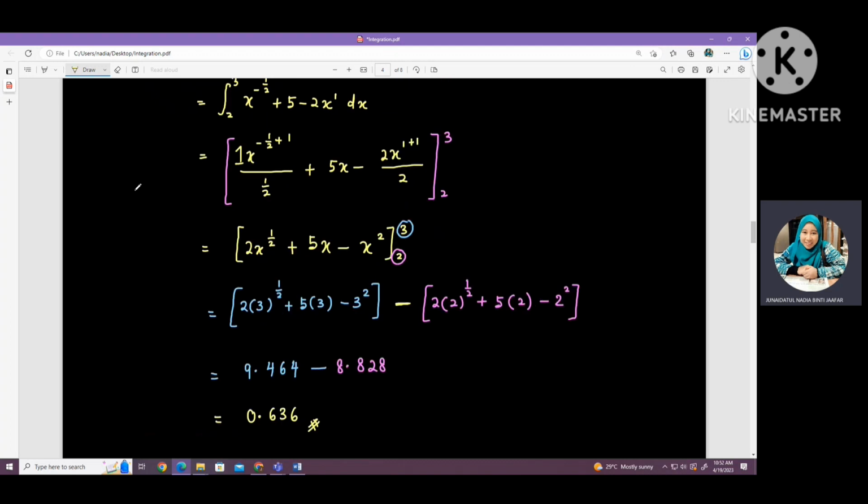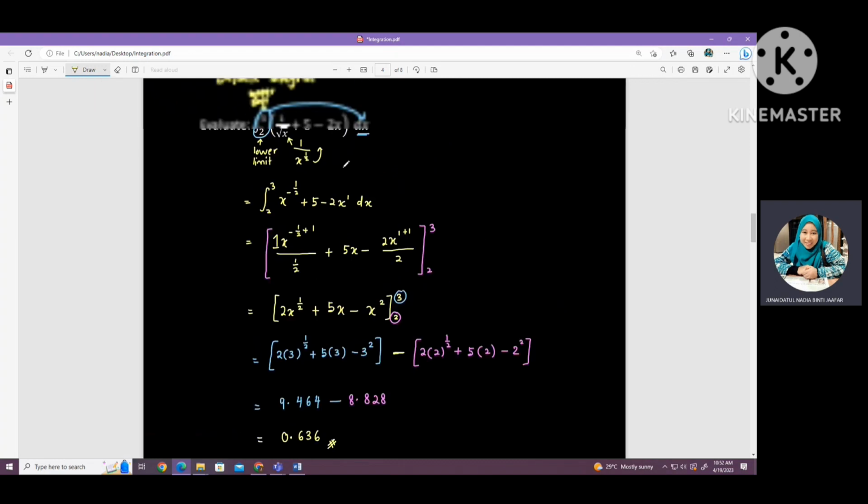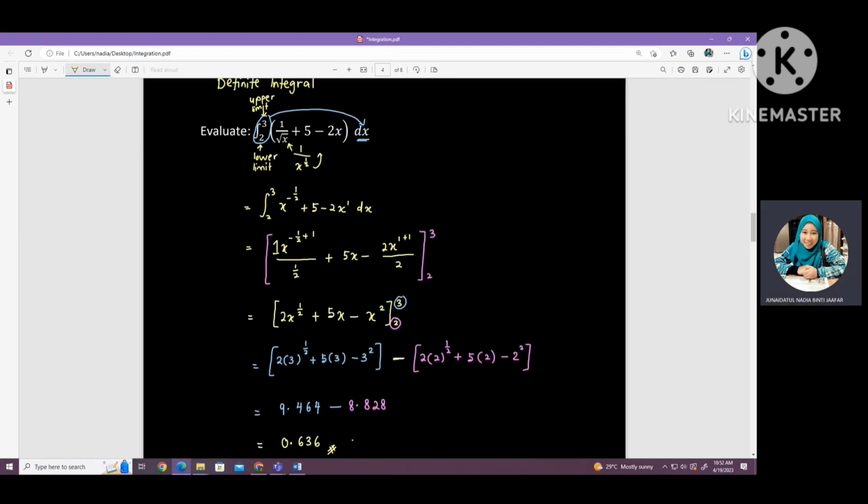So these are the working steps to solve a definite integral. We will get a number for the final answer. Okay, thank you very much.